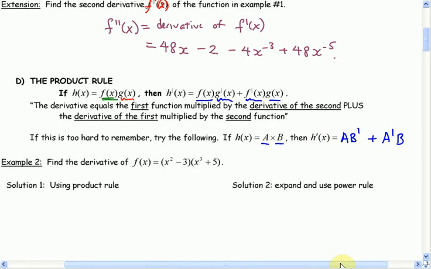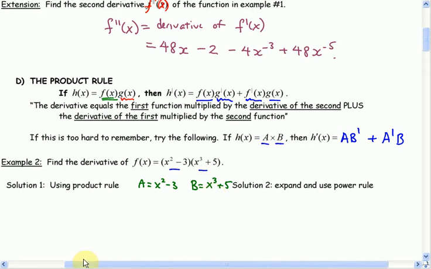Okay, so let's take a look at this example here, please. Example number 2. And I'm going to ask you to find the derivative of this function. You see how it's a multiplication of two things? So let me call this, using product rule, I'll call a x squared minus 3, and I'll call b x cubed plus 5.